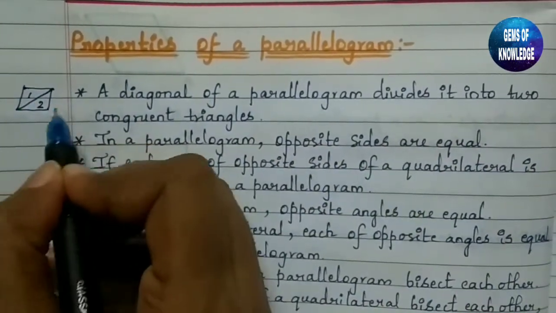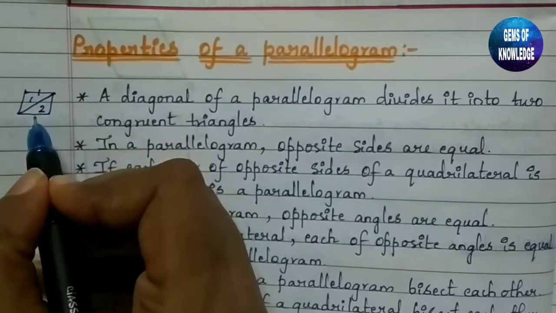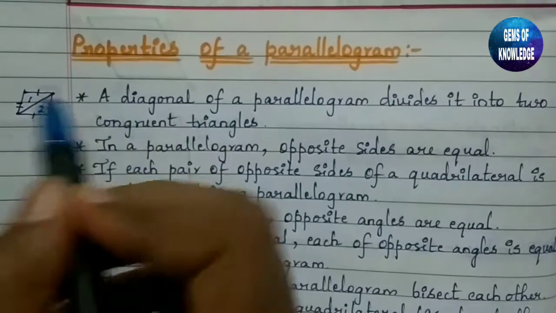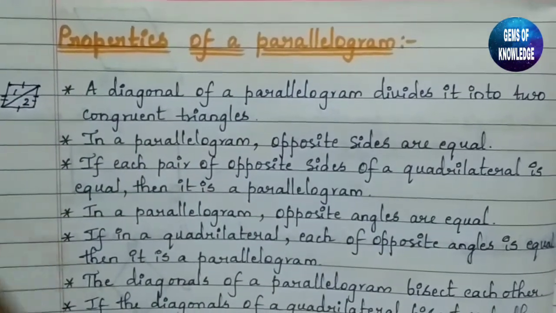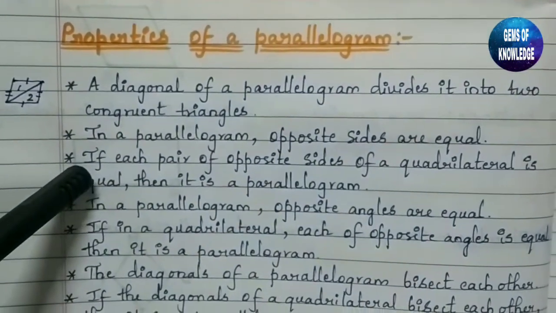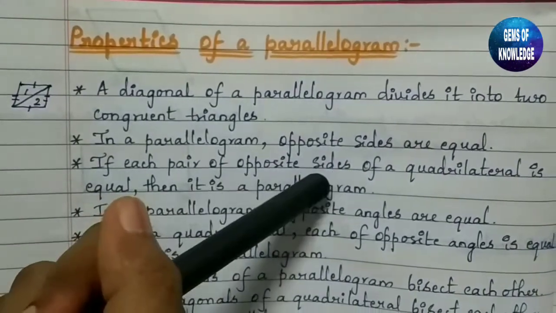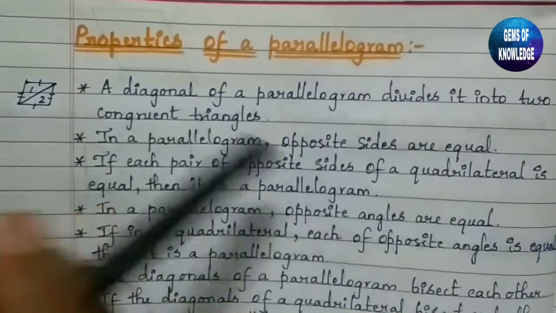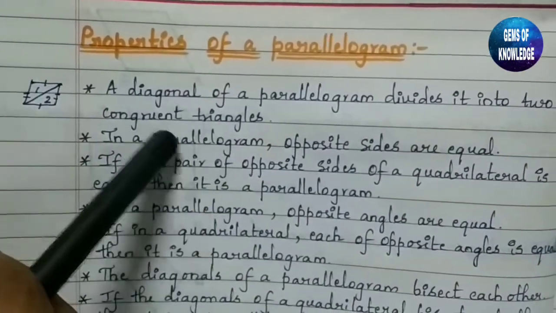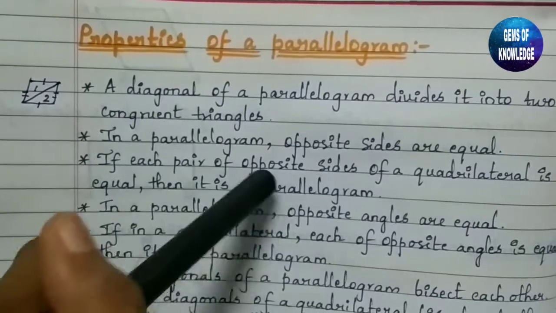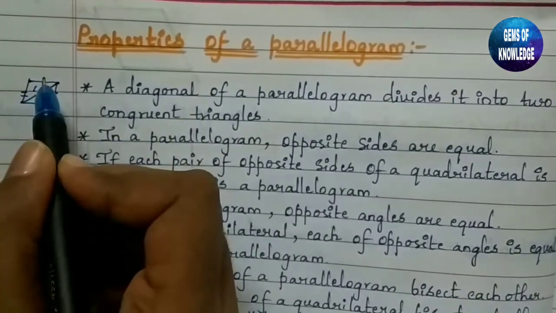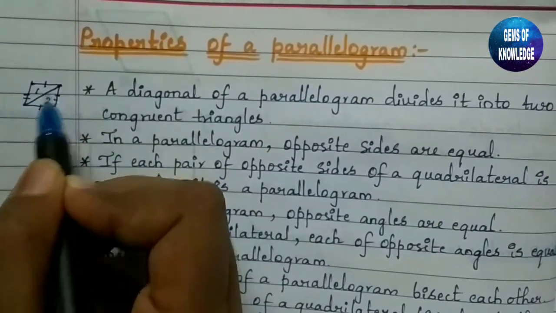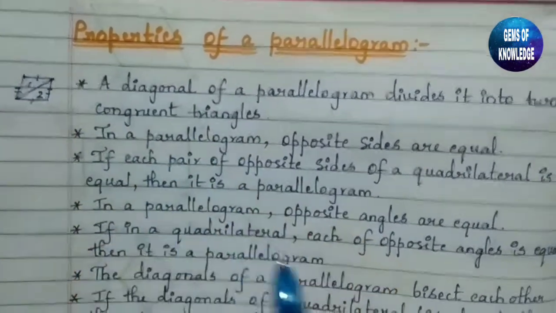Okay. Second one is, in a parallelogram opposite sides are equal. So in a parallelogram, the condition is this side is equal to this side and this side will be equal to this side. The opposite sides will be equal. Then the third condition here is if each pair of opposite sides of a quadrilateral is equal, then it is a parallelogram. So we can say this is the reverse of the second one. If these two are equal and these two are equal, then only we can say that it is a parallelogram.